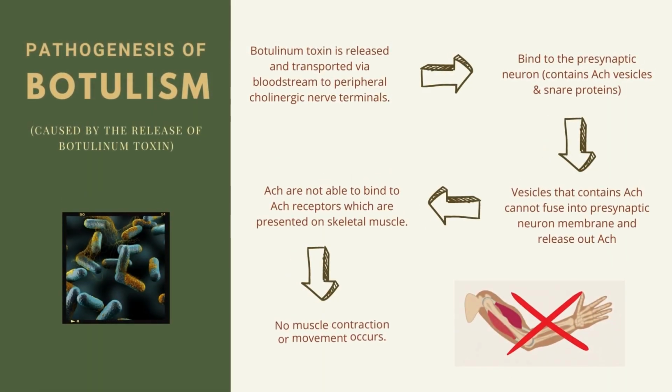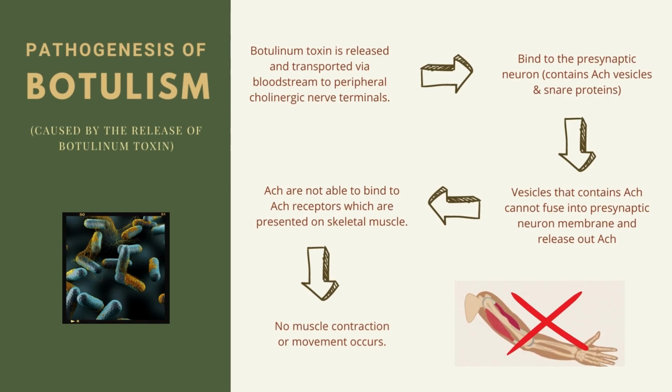Next, pathogenesis of botulism. Botulism is a rare but serious illness caused by the release of botulinum toxin that attacks the body's nerves and causes difficulty breathing, muscle paralysis, and even death. This toxin is made by Clostridium botulinum. So, here are some explanations on how botulism develops.